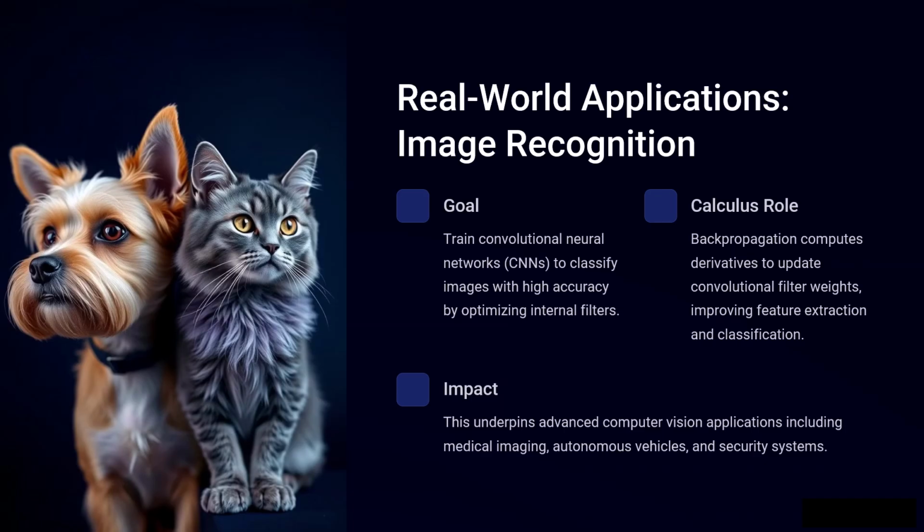Real-world applications, image recognition. Goal: train convolutional neural networks to classify images with high accuracy by optimizing internal filters. Calculus role: backpropagation computes derivatives to update convolutional filter weights, improving feature extraction and classification. Impact: this underpins advanced computer vision applications including medical imaging, autonomous vehicles, and security systems.